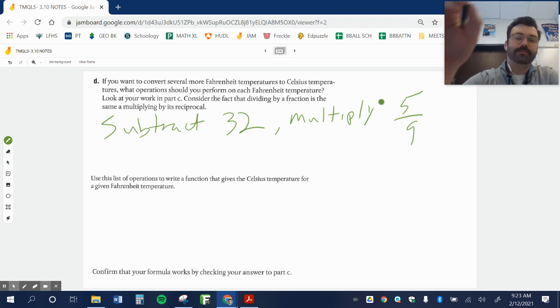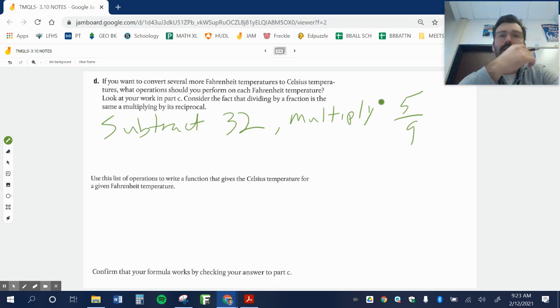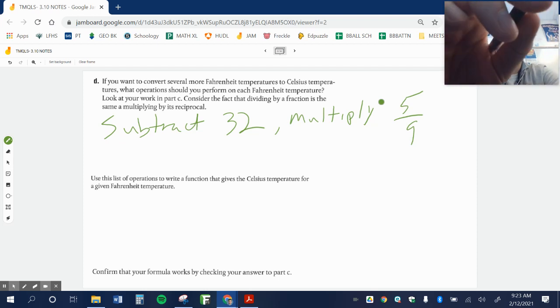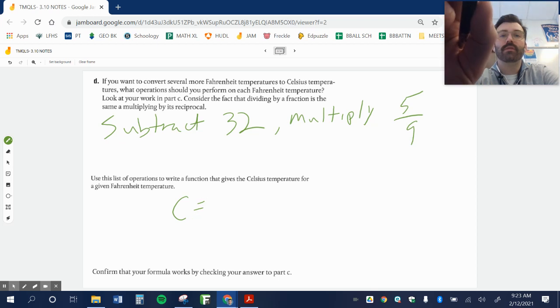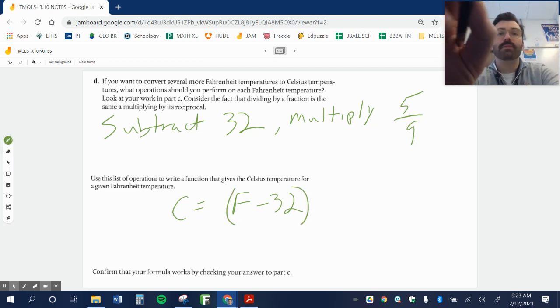So it says use this list of operations to write a function that gives Celsius temperature in terms of Fahrenheit. So Celsius is going to equal Fahrenheit minus 32, which was that first step here, and then that is being multiplied by 5/9.